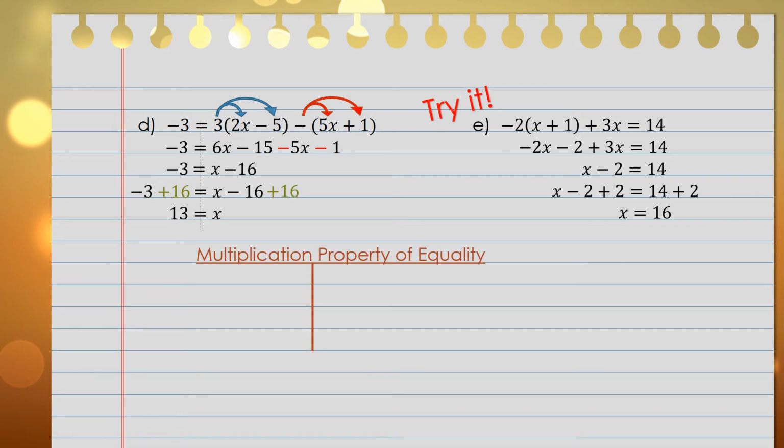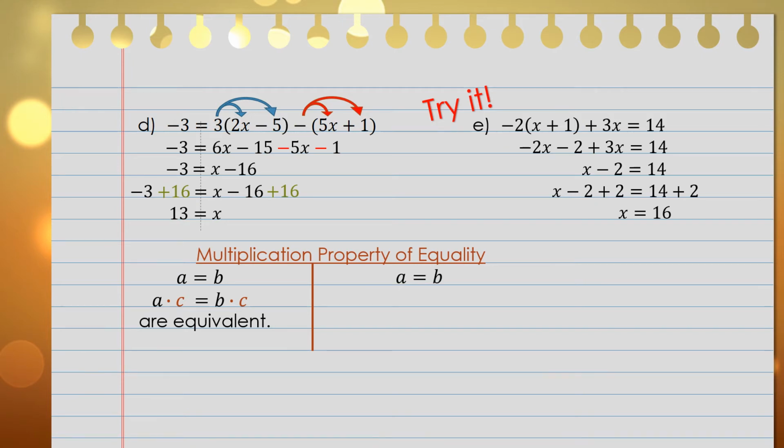Now we've talked about the addition property of equality. Now we're going to talk about the multiplication property of equality. So again, say we have the equation A equals B. But this time, what if we multiply both the left side and the right side by a value of C? Well, what that does is it means these two equations are equivalent.